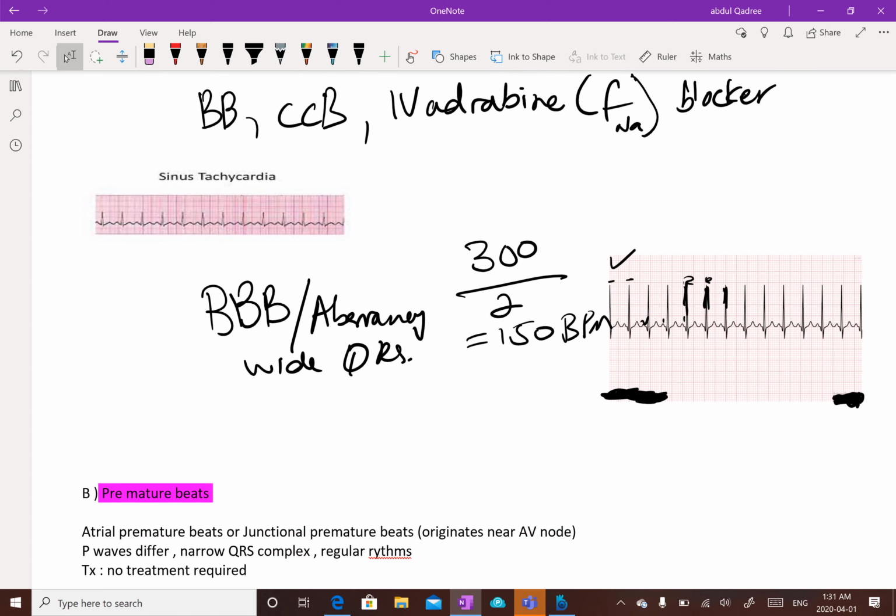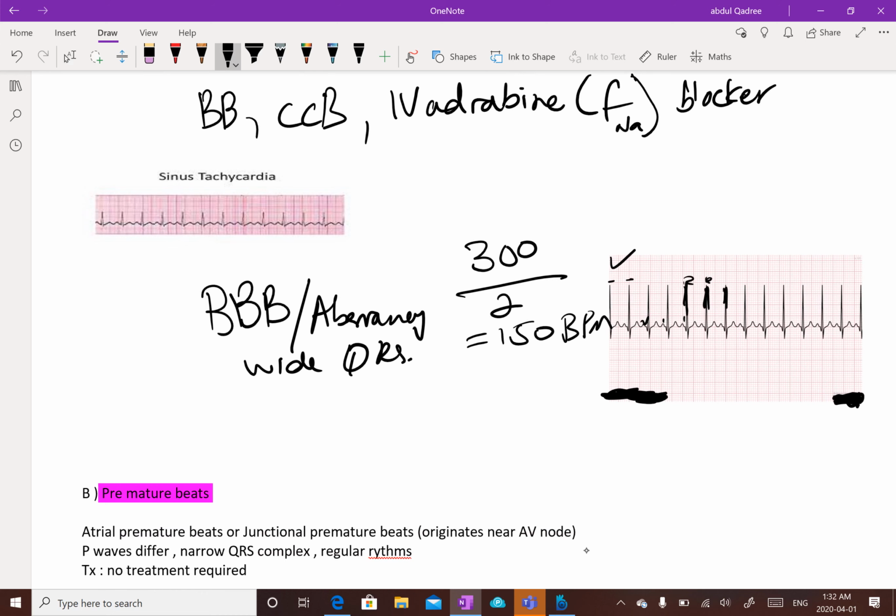So the next one is premature beats. Of course, atrial premature beats are possible. That can happen, usually from an abnormality in the atria due to the stretching of the heart. For example, mitral stenosis can cause that, and any abnormality in the heart can lead to formation of an ectopic focus, which can lead to premature atrial beats. Usually it doesn't require any treatment.